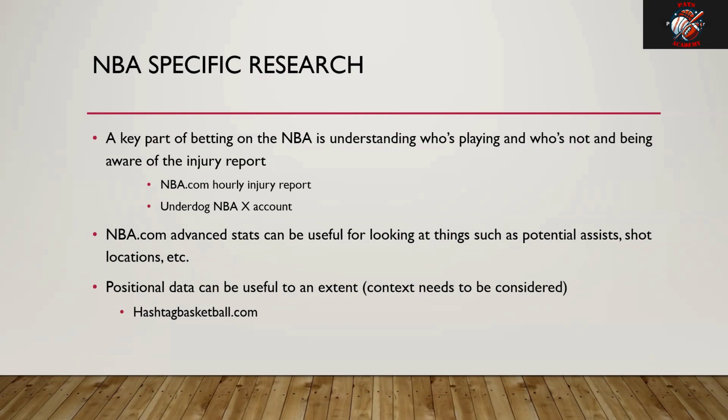In addition to the injury report, NBA.com also has many advanced stats that can be useful when considering potential bets to make. Some stats I look at frequently are potential assists and shot attempts and percentages from certain locations, such as the corner three. I'll show an example for that right now, too.